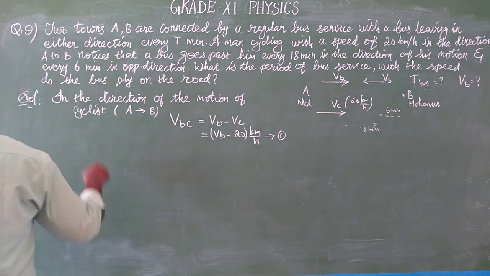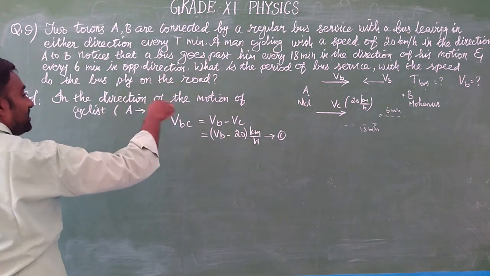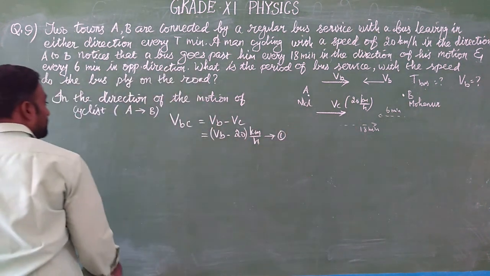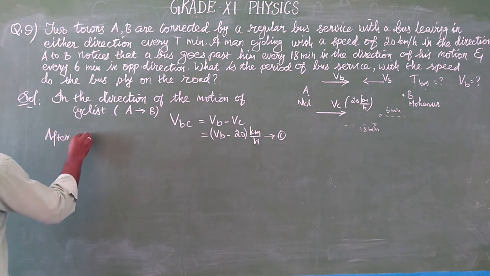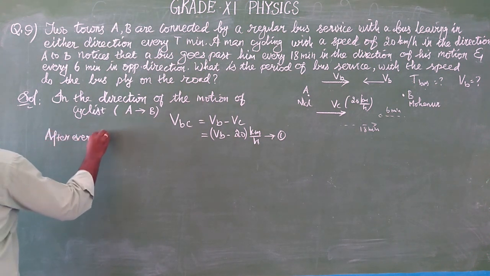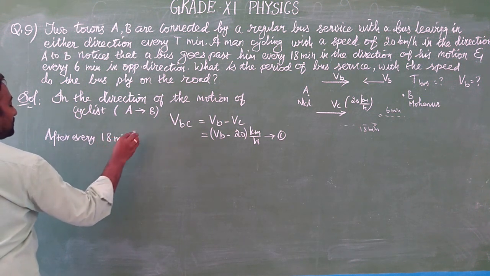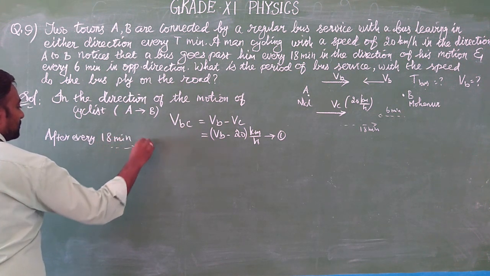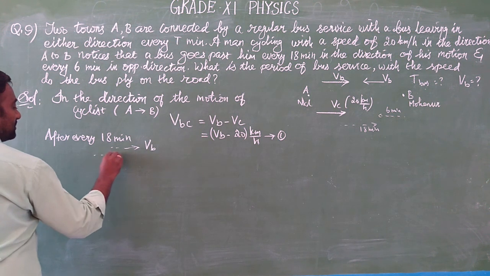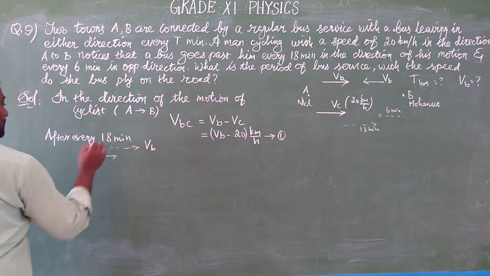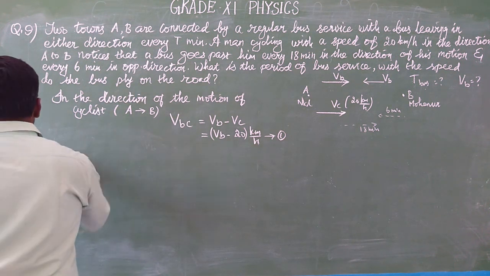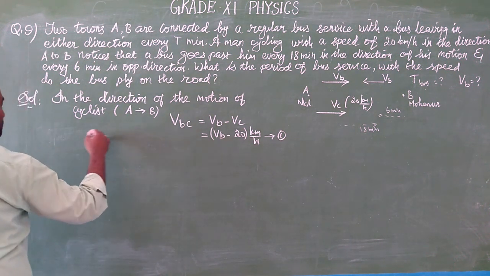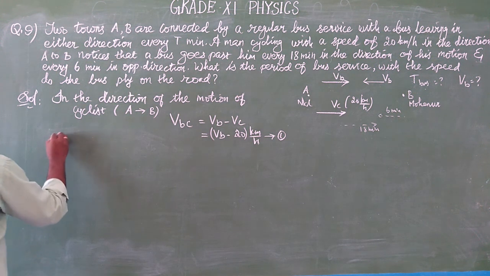And the bus goes past the cyclist after every 18 minutes. After every 18 minutes, the bus goes past the cyclist. This is the cyclist. Okay. So in this case, the distance covered by the bus with respect to the cyclist.